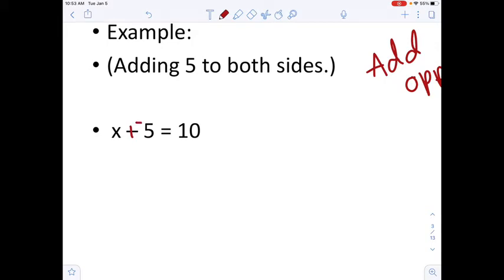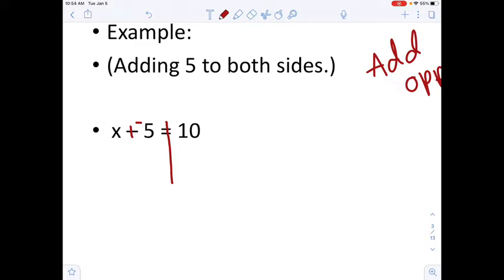My goal here is to get x by itself. So what I'm going to do is I'm going to take the inverse of adding negative 5 and I'm going to do that to both sides. Whatever I do to one side, I have to do to the other. So I want you to draw a line down your equal sign just to remember that whatever you do to one side, you have to do to the other.